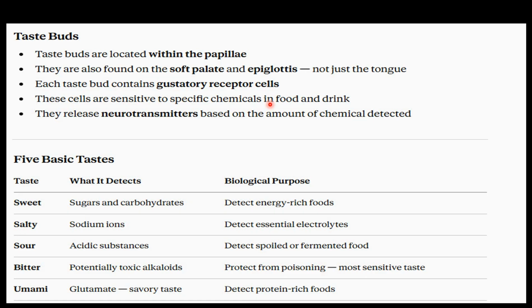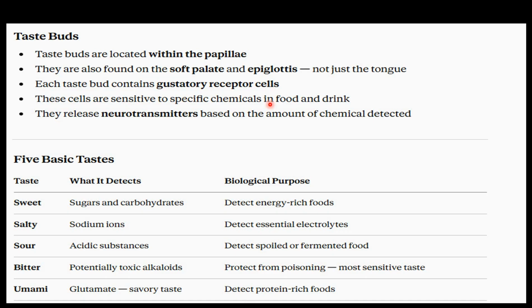Then we have bitter, which is potentially toxic alkaloids, protect us from the poisoning, and that's why it is the most sensitive taste. Then umami, glutamate, savory taste, detect the protein rich food.